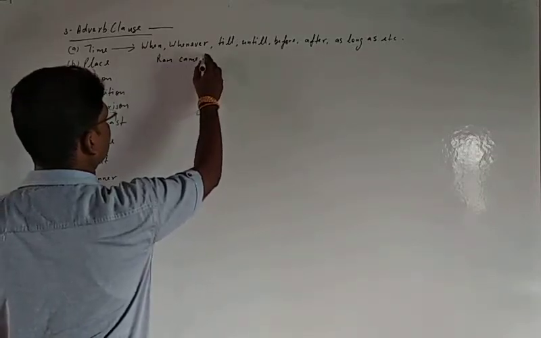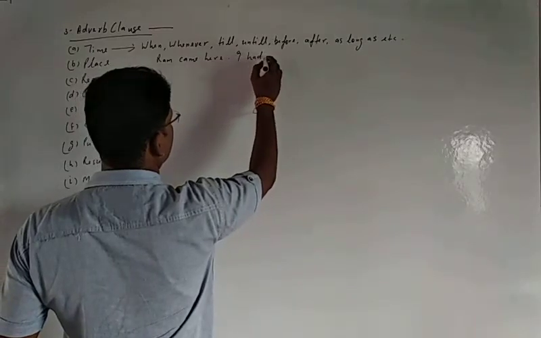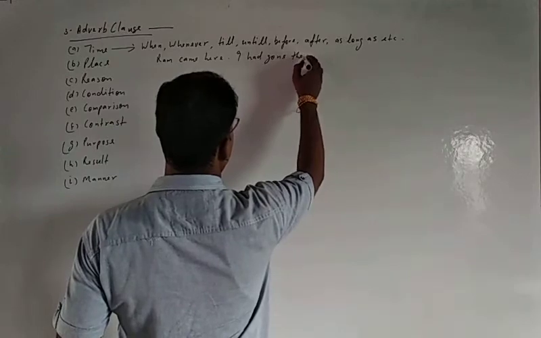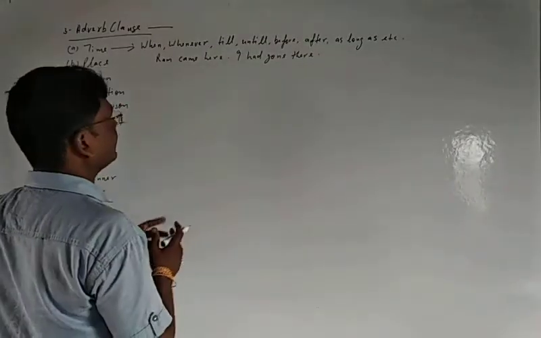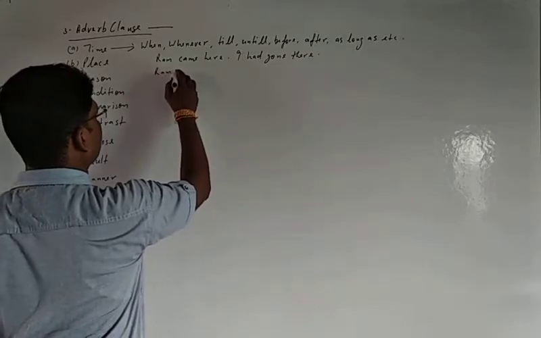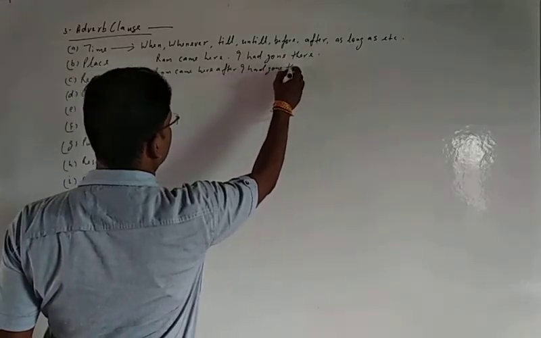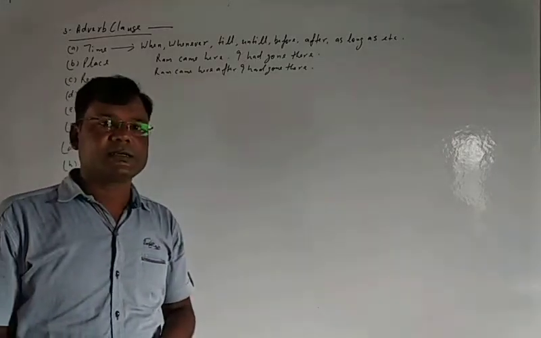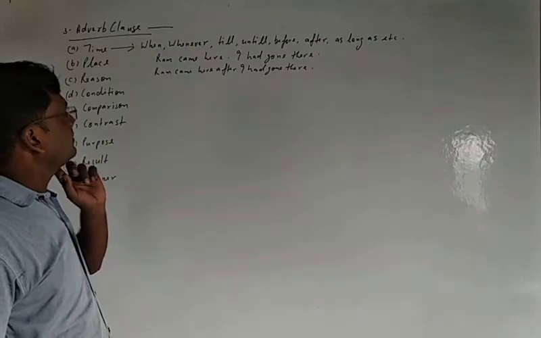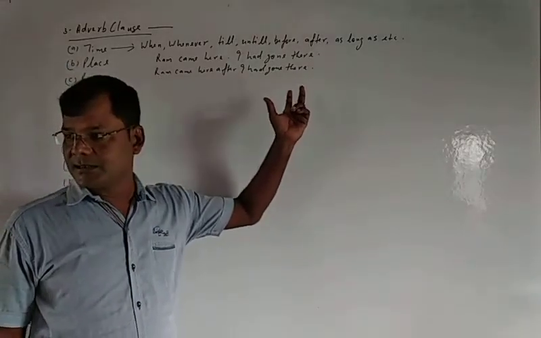Ram came here. I had gone there. You can use here, if you want to put the same sentences as they are to combine, Ram came here after I had gone there. Now it is in past perfect tense. When after is used, the first part of the sentence is put in past indefinite and the second part is in past perfect tense.